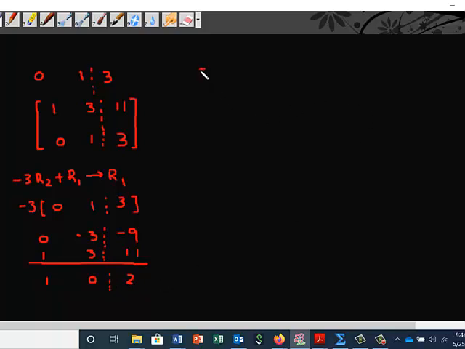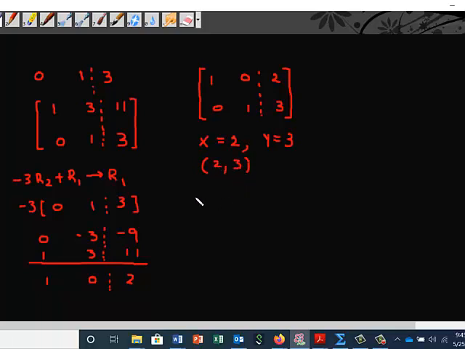So now, as we write this, 1, 0, 2, 0, 1, and this will be 3. So this is now all the way down to reduced row echelon form. So what's our solution? X is equal to 2. Y is equal to 3. And as an ordered pair, this is 2, 3.